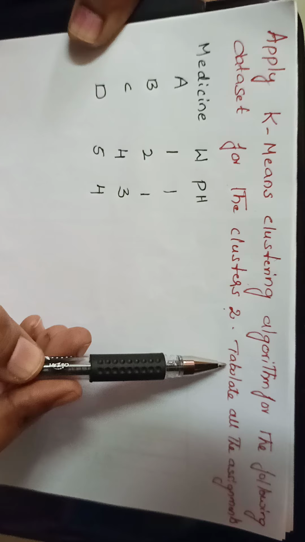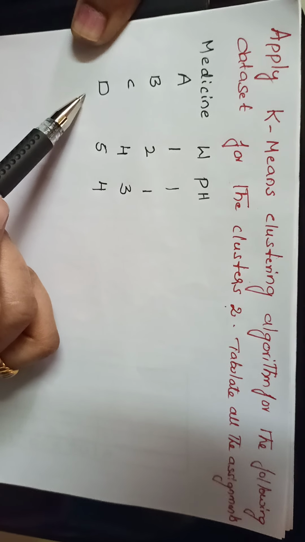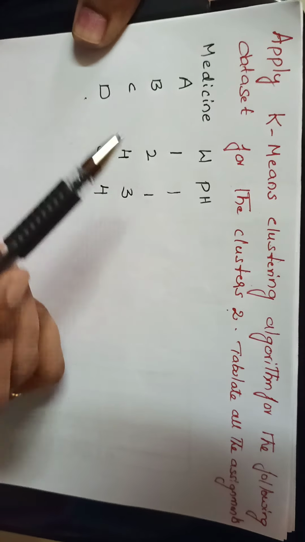Good morning. Today I want to talk about k-means clustering, with a small example. The question is: apply the k-means clustering algorithm to the following data set for 2 clusters. You have to tabulate all the assignments. In this sample example we have taken medicines A, B, C, D. The weights are 1, 2, 4, 5 and the pH values are 1, 1, 3, 4.